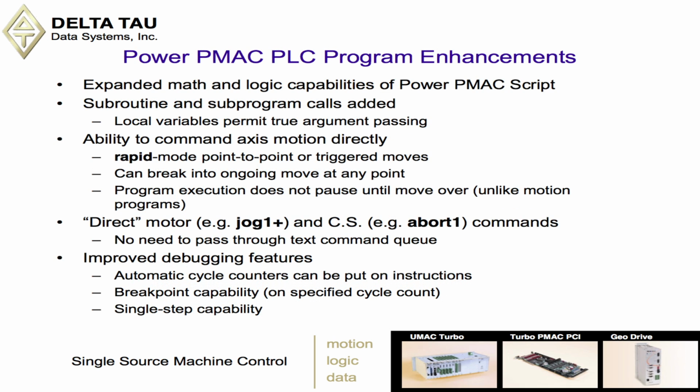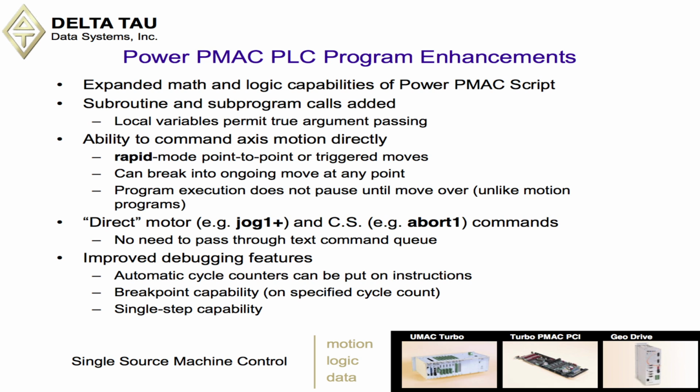The PLC program enhancements compared to the old ones, I know many of you are using the old ones. You can now do subroutine, subprogram calls. You can command axis motion directly from a PLC. Rapid mode moves only. Now here, the program execution does not pause like in a motion program. It's not sequenced by the move. So if you command a move from the PLC, the software logic keeps going. It can be very valuable in certain kinds of things because a few milliseconds later, you'll be coming down again, evaluating conditions, and maybe you can stop it or change direction.